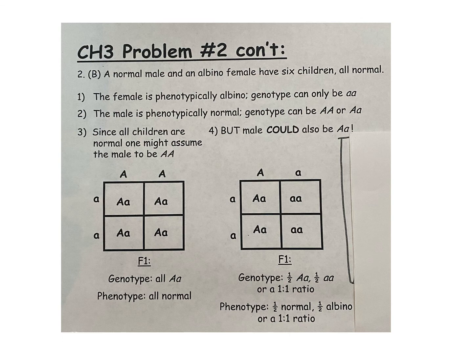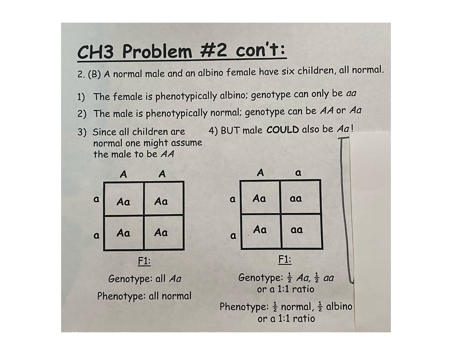All right, so now let's move on to part B. Part B states you have a normal male and an albino female who have 6 children, all normal. The first thing I would utilize is the fact that the female is phenotypically albino. The only genotype she can have is homozygous recessive. Again, this is a classic simple recessive trait. The only way you will have the trait is if you are homozygous for those given traits.